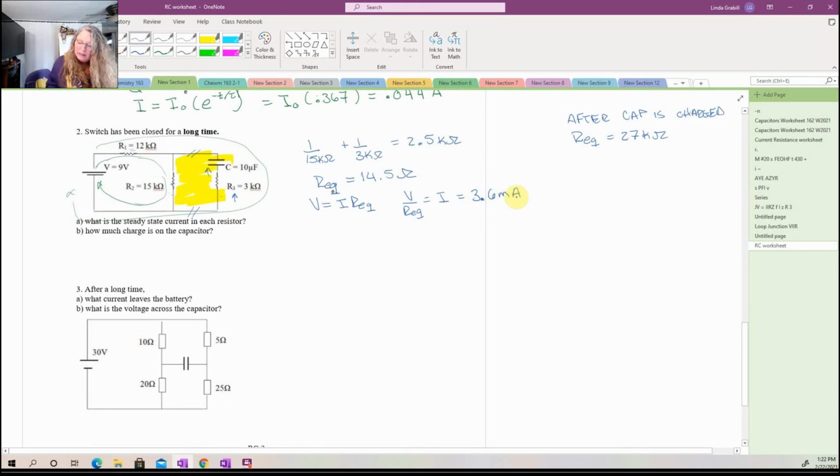All right. So for this one then, what's my steady state current? This current is not steady state, it's changing. After it's charged, my steady state current is then just Ohm's law. So our 9 volts divided by our 27 times 10 to the third. 9 divided by 27.